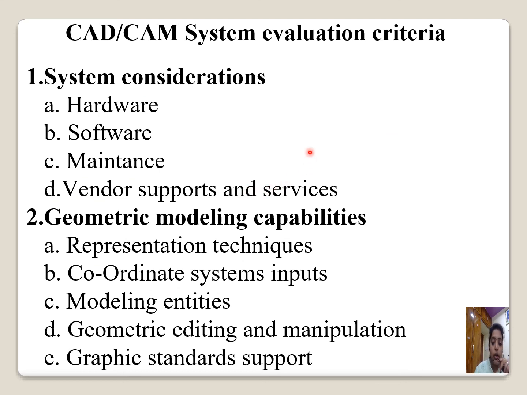Now let us see what the evaluation criteria are. I will discuss this briefly in the next session. Now let us see only the basics of the evaluation criteria. CAD CAM system evaluation criteria. First one is the system considerations, meaning hardware, software, maintenance, vendor support and services will come into the system considerations. After that, geometric modeling capabilities. Capabilities means what the requirements are for geometric modeling.